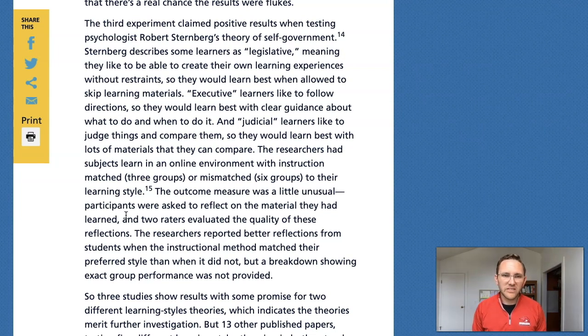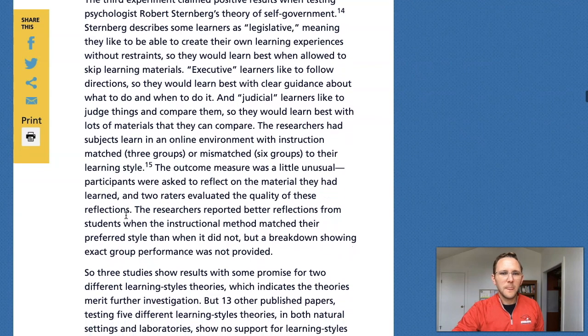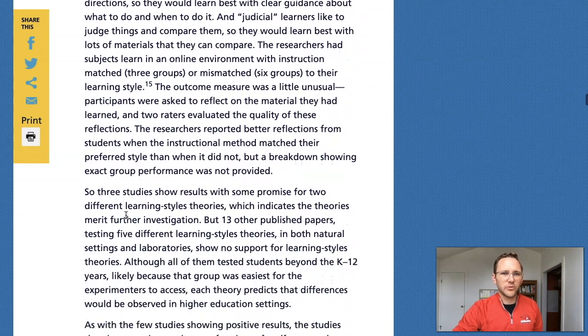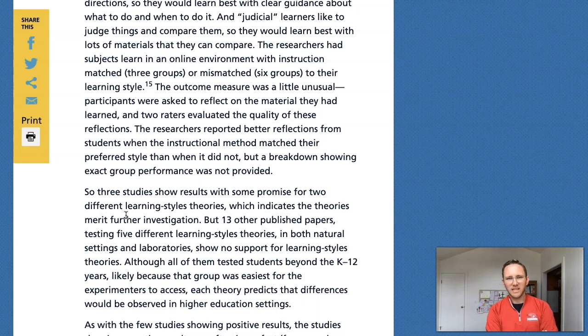The researchers had subjects learn in an online environment with instruction matched, 3 groups, or mismatched, 6 groups, to their learning style. The outcome measure was a little unusual. Participants were asked to reflect on the material they had learned, and 2 raters evaluated the quality of these reflections. The researchers reported better reflections from students when the instructional method matched their preferred style than when it did not, but a breakdown showing exact group performance was not provided.